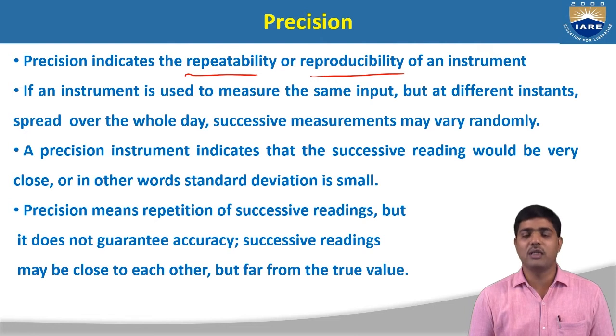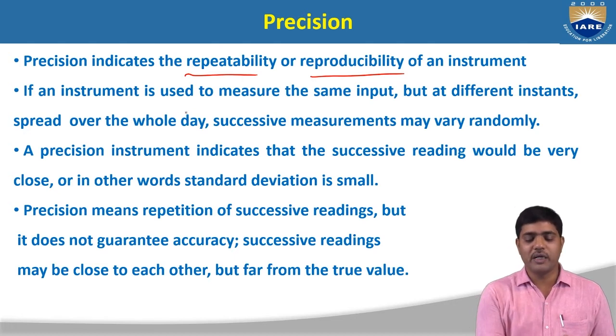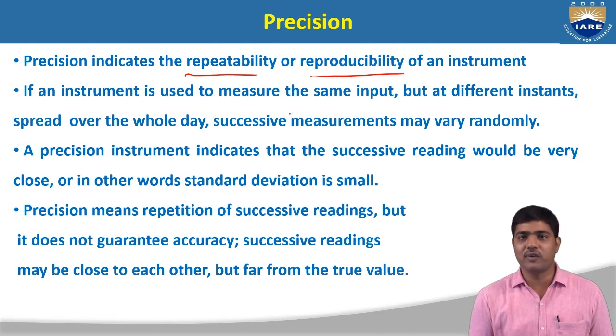Reproducibility means that if you measure a single variable with different kinds of instruments in different situations, and it produces the same values, then you can say that the instruments have reproducibility. If an instrument is used to measure the same input at different instances spread over the whole day, successive measurements may vary randomly. So if you perform the same measurement at different times of the same day, you may find variations in the measurements.